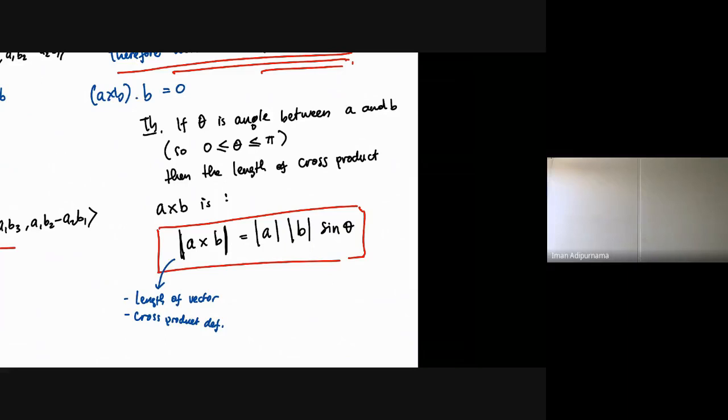The length of the cross product is the length of A multiplied with the length of B and then sine theta, and theta will be the angle between A and B. Now let's start with this theorem and why we need to consider this theorem.